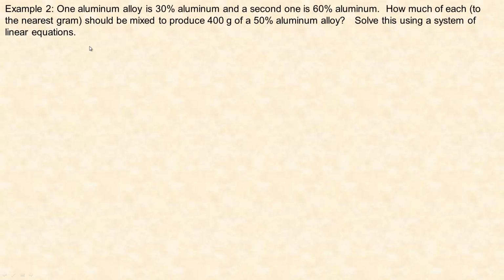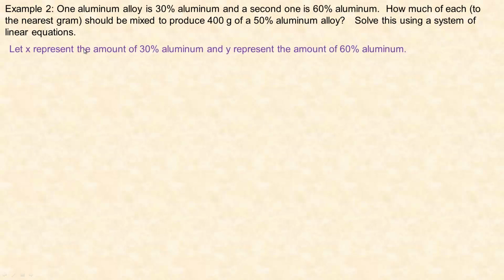So our let statement should, and I'm going to use X and Y here because we don't really have words like dimes and quarters. I'm going to let X represent the amount of 30% aluminum to mix, and Y represent the amount of 60% aluminum to mix. You're probably melting it down to mix it to make this final product. So X is the amount of grams of 30%, and Y is the amount of grams of the 60% aluminum.